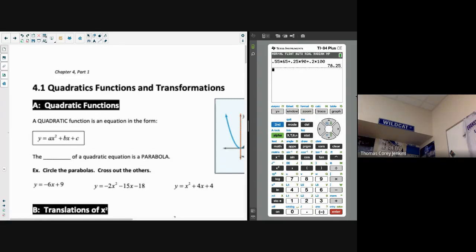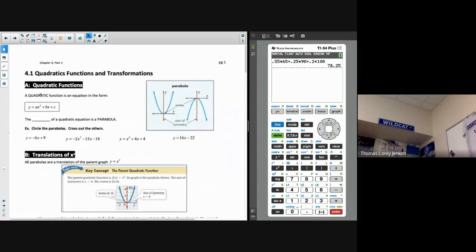Hey, guys, Mr. Jenkins here. This will be your first lesson of Chapter 4. We'll be in Chapter 4 for a long time. We skip around a little bit. Really, we end up covering it as 2 separate units. So this will take up the better part of the quarter.